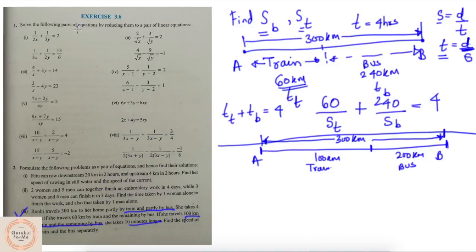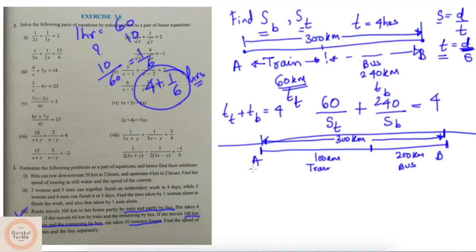Can I say that 1 hour is equal to 60 minutes? So 10 minutes is how many hours wise? 10 divided by 60, that is 1 by 6. Right? Can I say that it is 4 plus 1 by 6 hours? Brilliant. Right? That is what she takes. So can I say that time taken by train plus time taken by bus is 4 plus 1 by 6 hours? Yes. Now we go by the same logic.